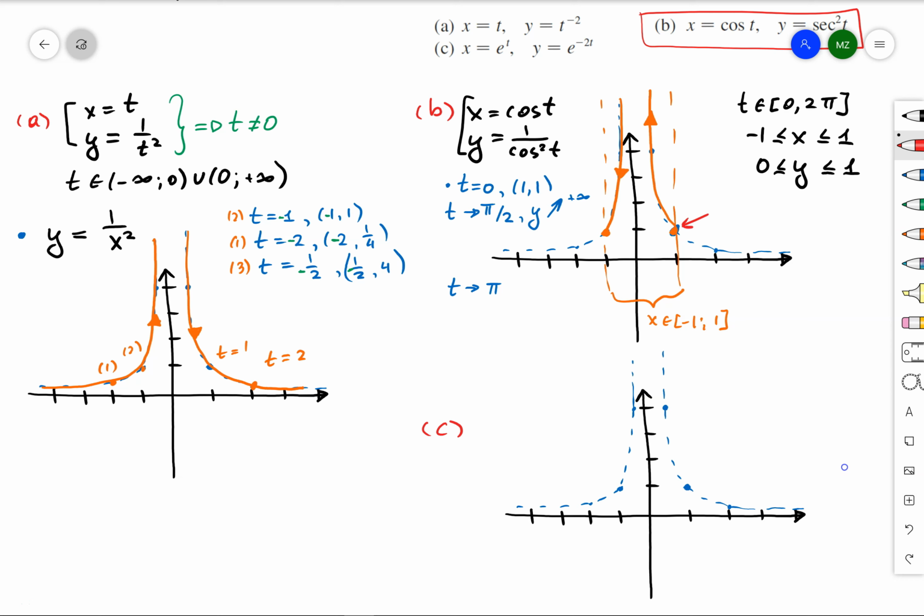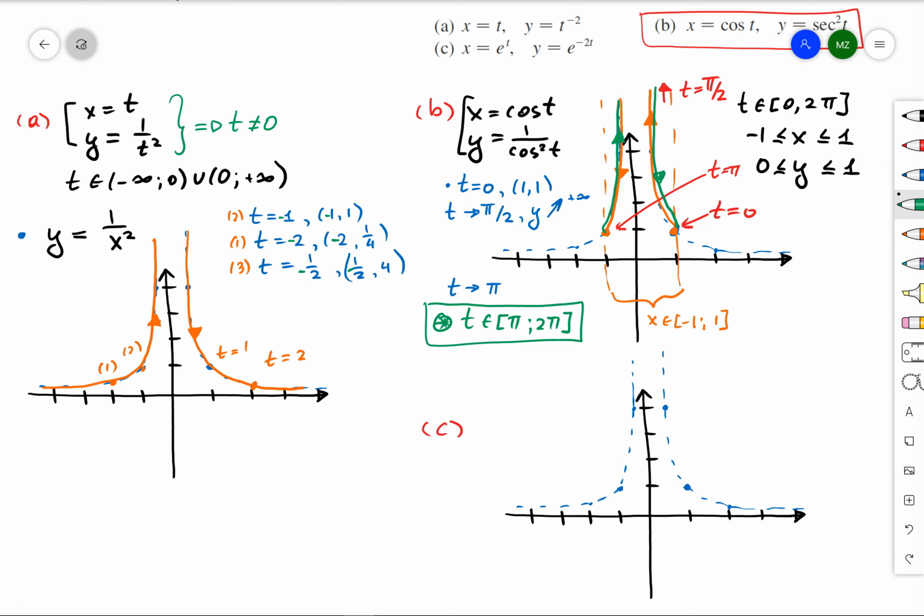And when t approaches pi, you can check that you're going to cover the left branch of our function when we're going down. And in that case, the point (-1, 1) corresponds to t equal to pi. But right now, if we consider t between pi and 2 pi, what is going to happen is we're going to do the same thing, but we're just going to start at point (-1, 1) and end up at point (1, 1). Or in other words, we're going to cover the path which is given by the green function.